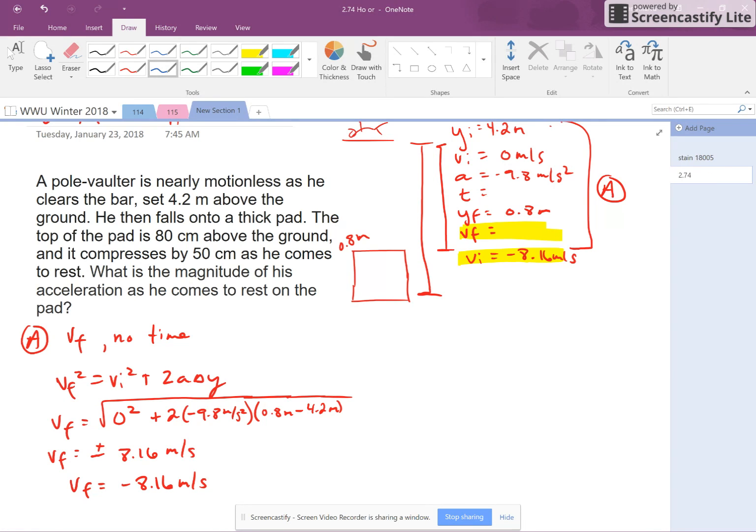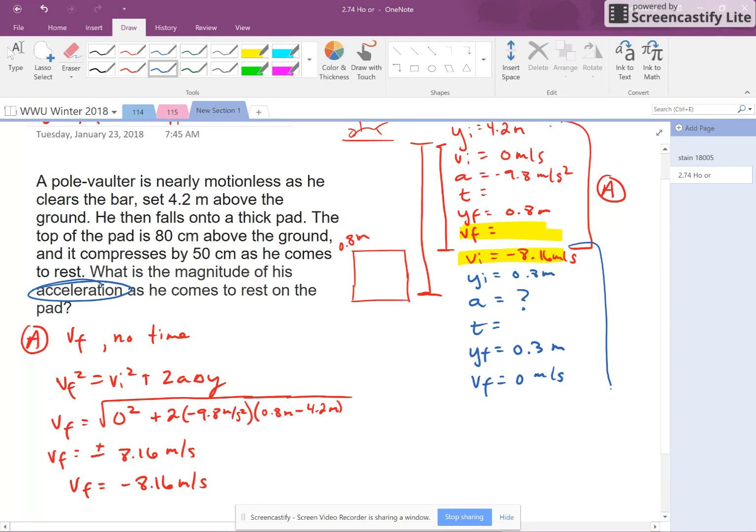For the second part of the problem, our initial velocity is negative 8.16 meters per second. The initial height is 0.8 meters. The acceleration we don't know, and that's the thing we're looking for. We also don't know how long it takes for him to come to a stop. We know his final height will be 0.3 meters, which allows a compression of 50 centimeters. And our final velocity is 0 meters per second, since he's coming to rest. So this is the second constant acceleration problem that we need to solve.